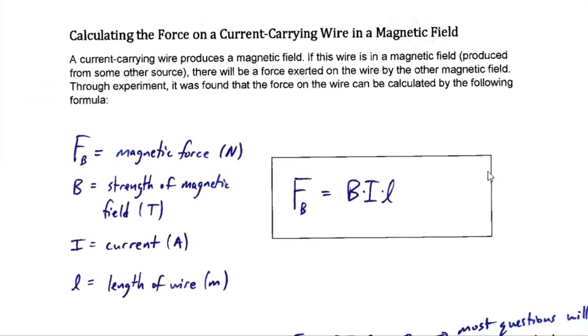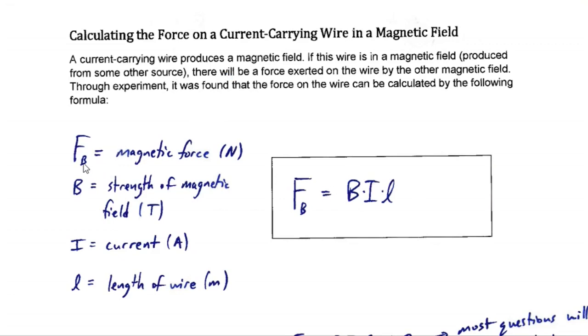If we're to calculate the force on a current carrying wire in a magnetic field, we have a particular formula right over here. And that's because the current carrying wire produces a magnetic field, and we've mentioned that before. If this wire is in a magnetic field produced from some other source, and we're not going to worry what that might be, there will be a force exerted on the wire by the other magnetic field. And through experiment, it was found that the force on the wire can be calculated with this particular formula.